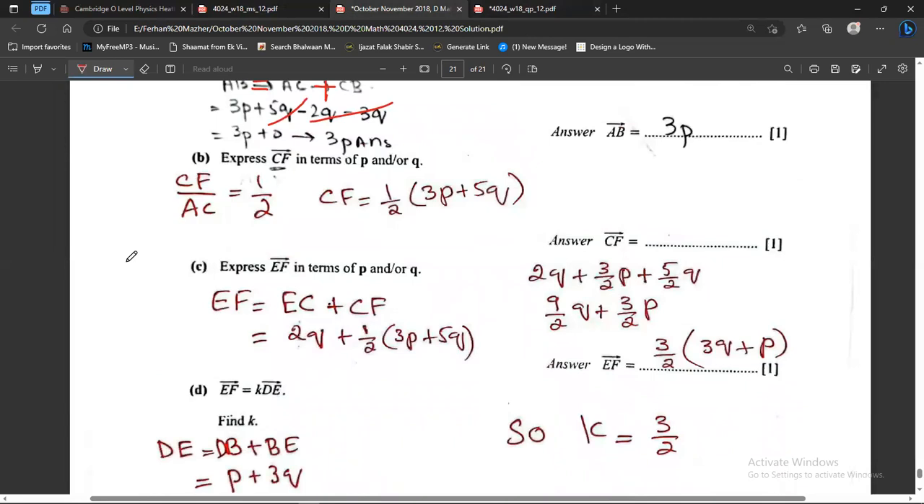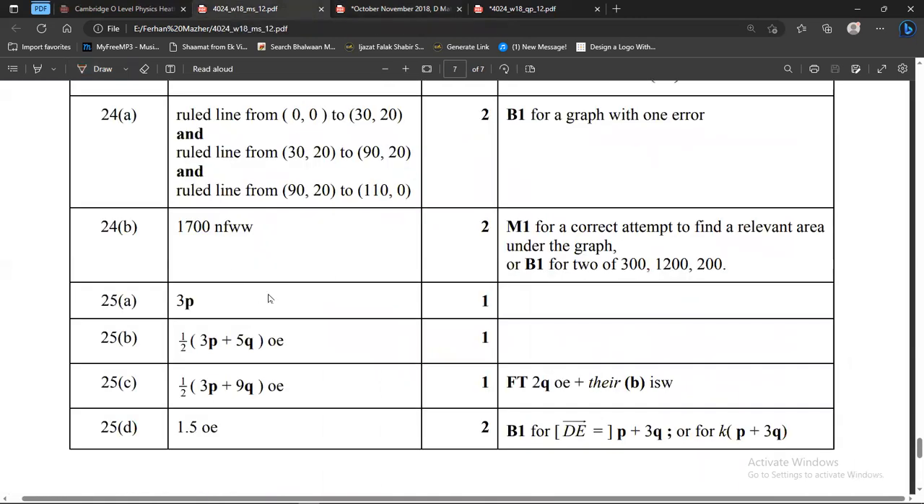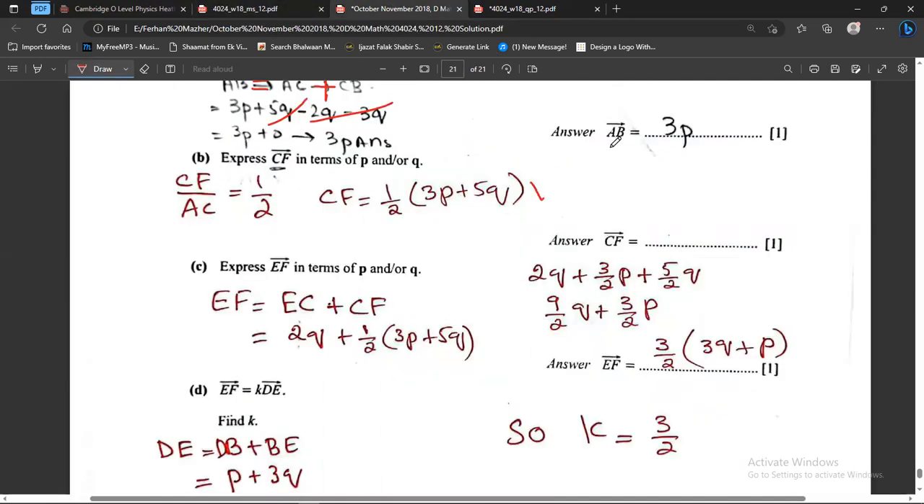I want to find out the CF. I already know AC in terms of P and Q. So CF by AC is equal to 1/2, so the CF will be equal to 1/2 of the AC. And the value of the AC is given, that is 3P plus 5Q. So the CF is 1/2 bracket 3P plus 5Q bracket close. So our answer is right. This answer is also right.